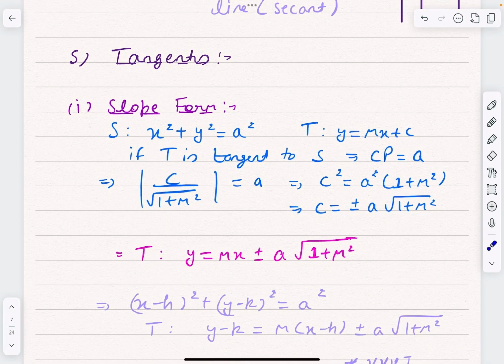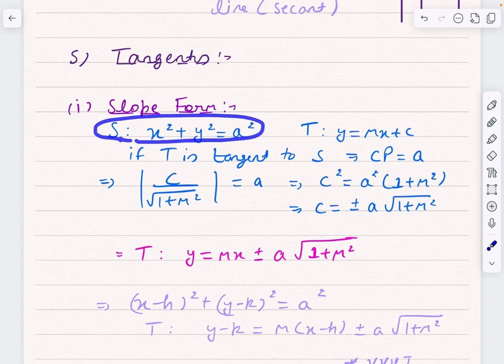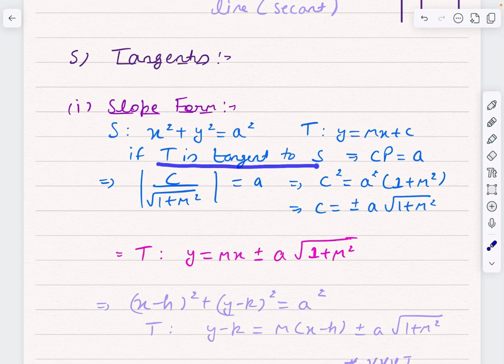Now we discuss tangents. Tangent will be a very important concept here. First of all, we'll discuss various forms of tangent. First we have the slope form. I am taking a standard circle here, x square plus y square equal to a square, and a line T is y equal to mx plus c. Now if this T is tangent to circle S, then the perpendicular distance from the center to the line must be equal to the radius, CP equal to a.